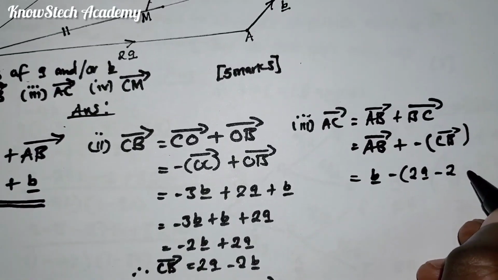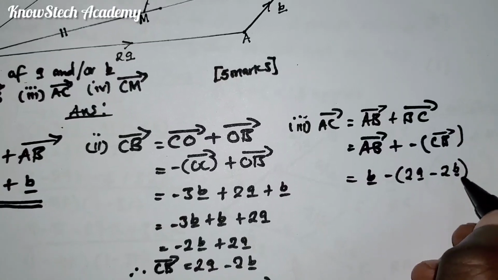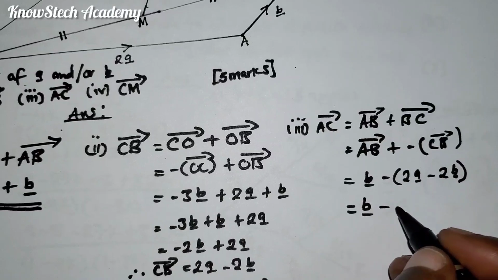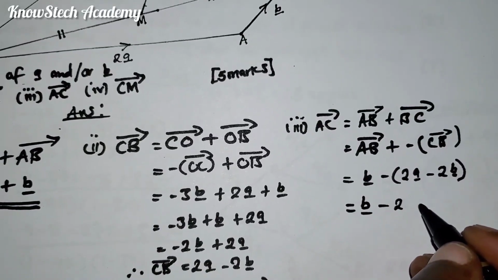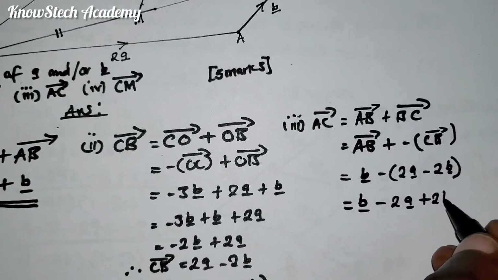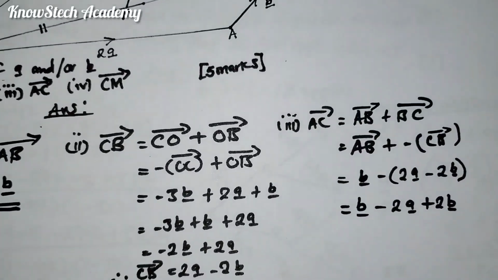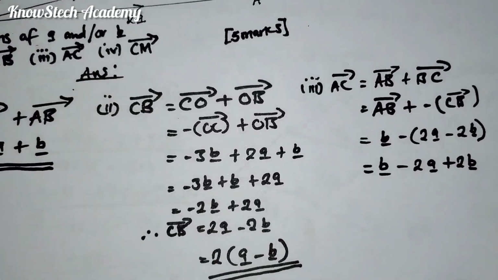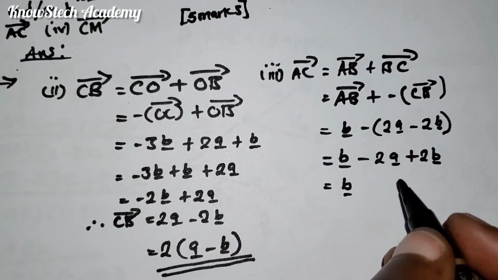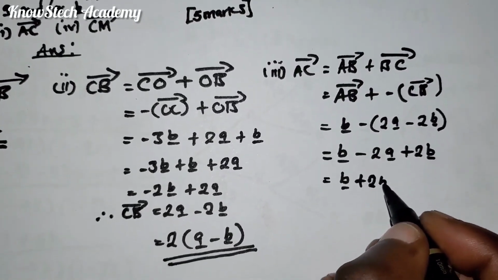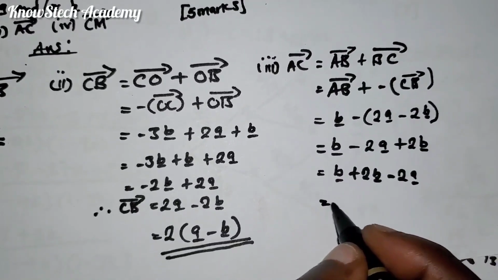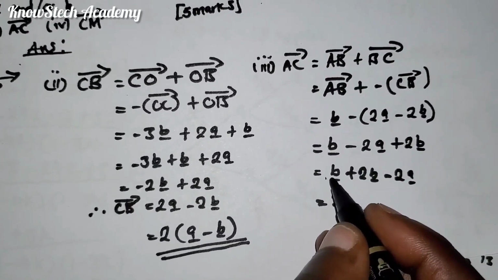So vector B here, negative times positive 2 will be negative 2 vector A, negative times negative is positive 2 vector B. You have like terms here, so we can simply group them: B plus 2 vector B minus 2 vector A. So 1 plus 2 is 3. There is an invisible one here, remember.